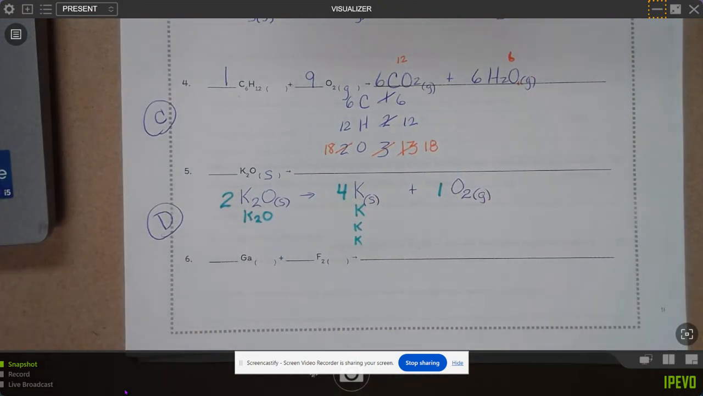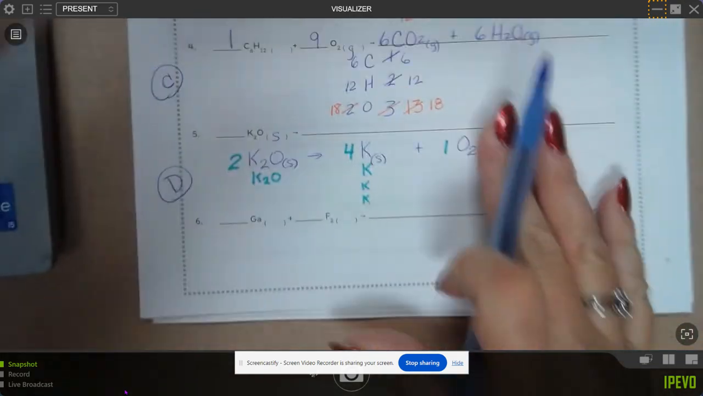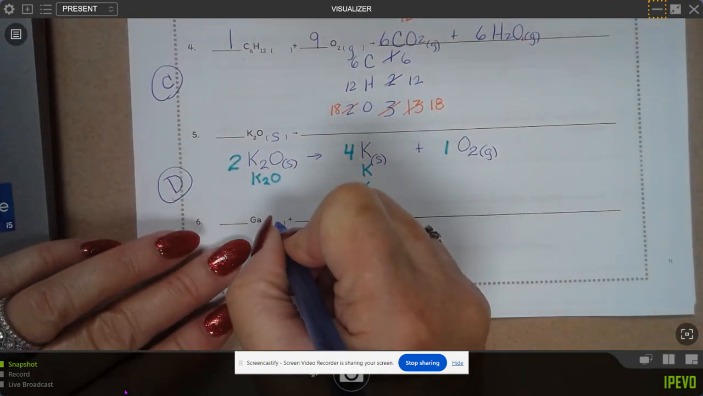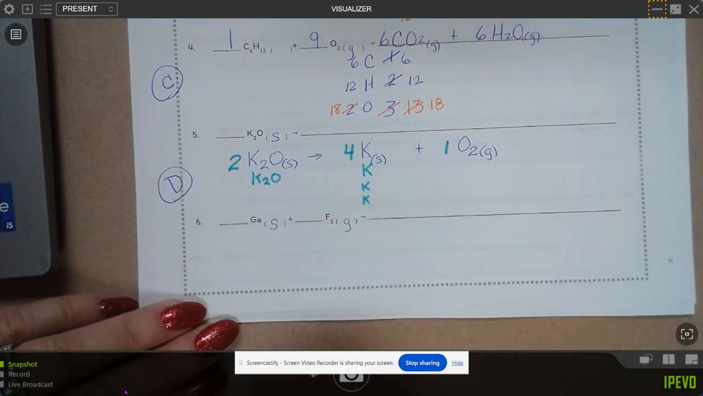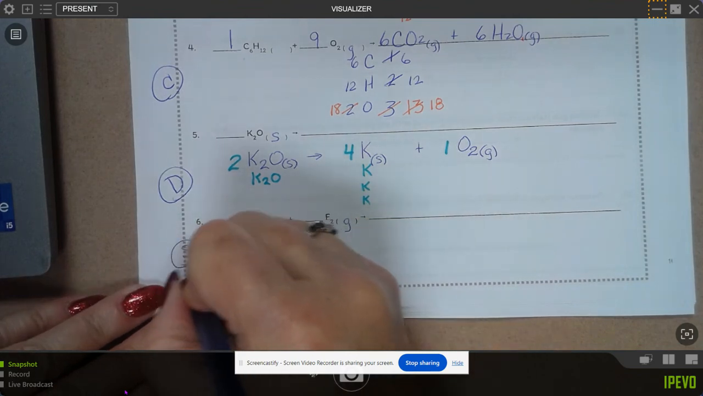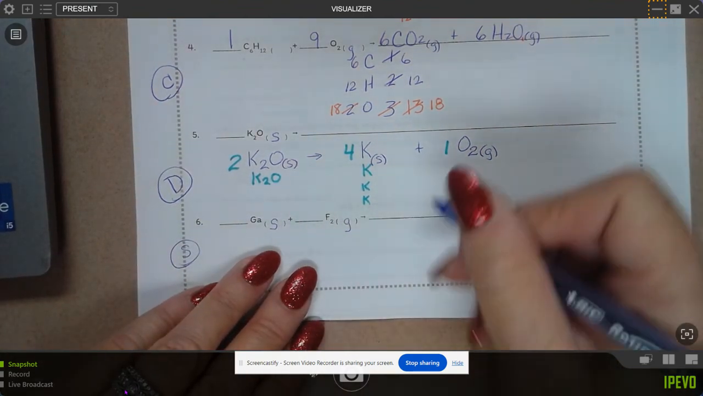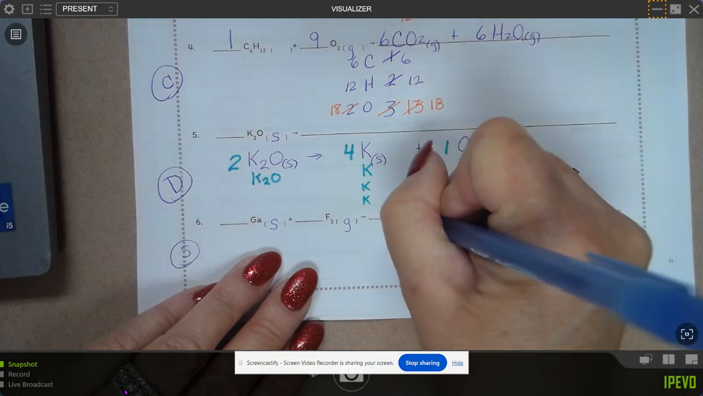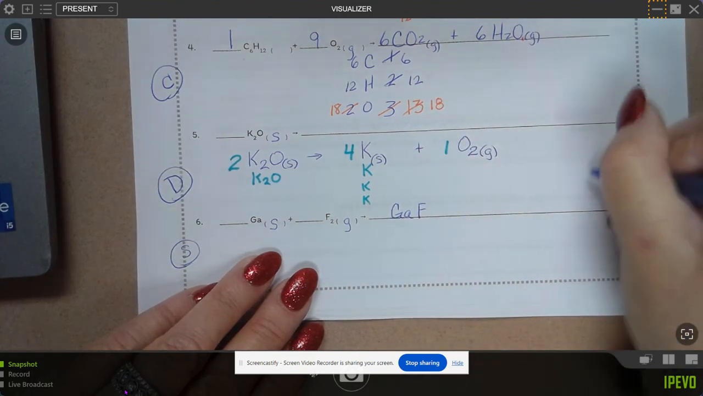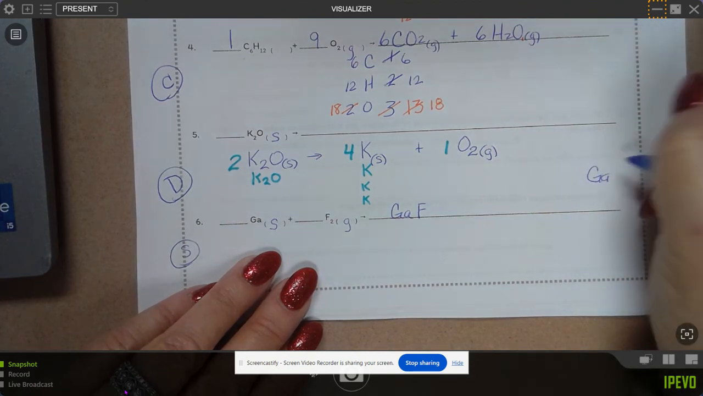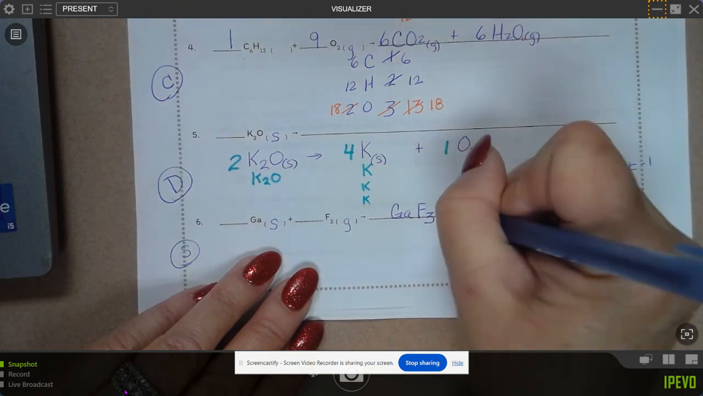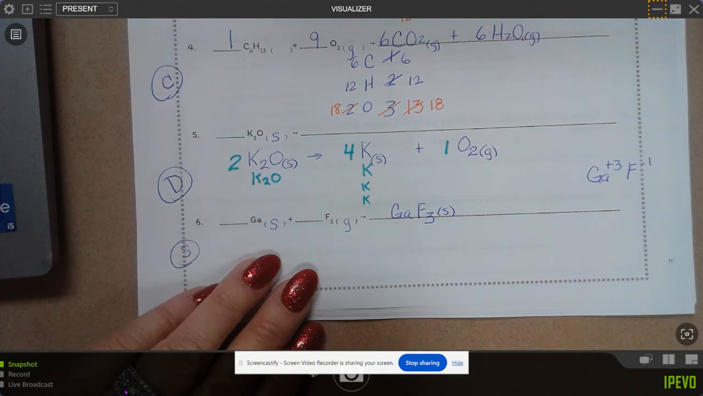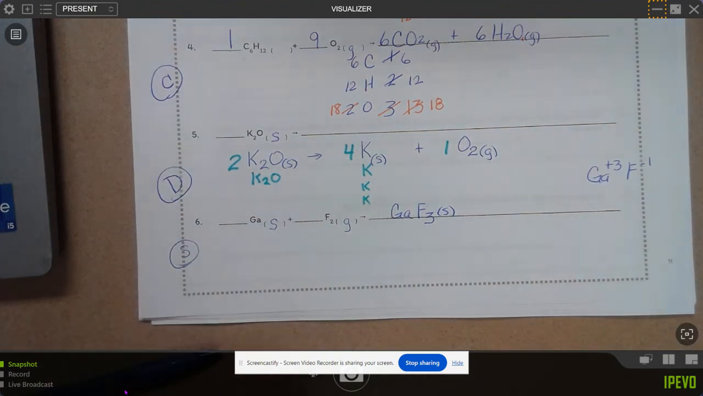All right, last one. Gallium plus fluorine. Gallium is a metal, so it's a solid. Fluorine is a gas. All right. This is 2 elements combining, so that's a synthesis reaction. So if I put gallium and fluorine together, let's look at our periodic table. Gallium forms a +3 ion, fluorine a -1. All right, so I end up with GaF3, a solid.